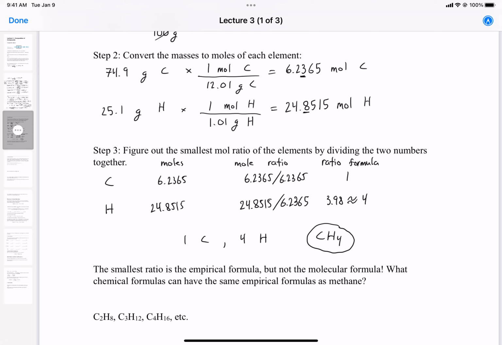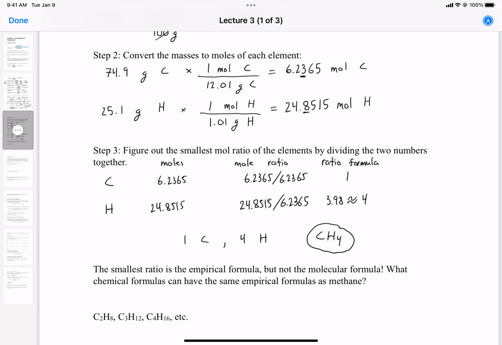So, last time we were talking about empirical formulas. When you have information about the relative mass of carbon and hydrogen, you can figure out the empirical formula. This ratio we just determined, 1 carbon to 4 hydrogens, is for the empirical formula. So that's how we figure out the empirical formula.